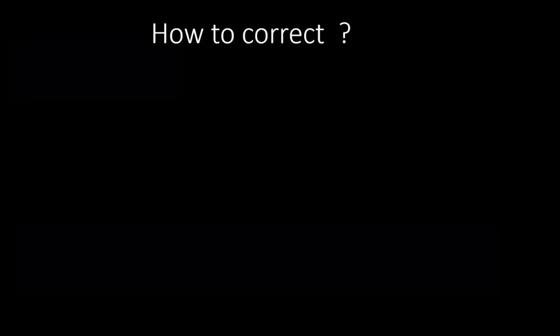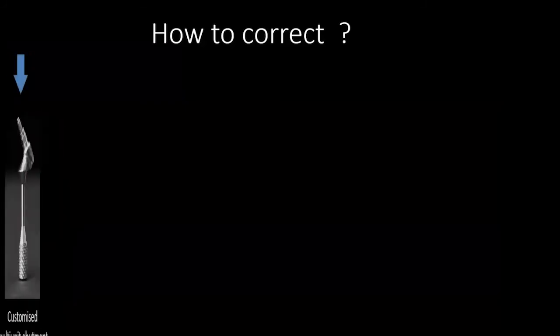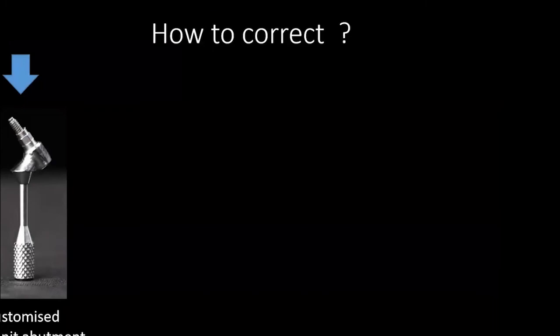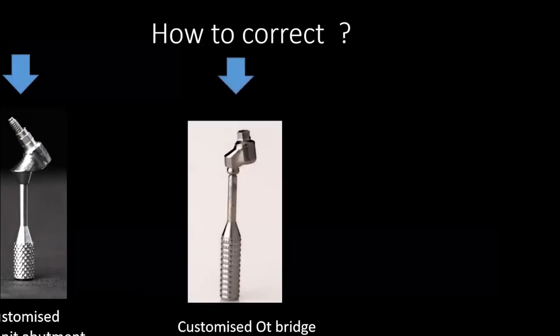So for that we have a new era, like new generations. I can say one prosthetic solution is that we can use a customized multi-unit abutment, which can correct the buccolingual as well as mesiodistal direction of the abutments for the implants. The second one is the customized OT bridge. That is the same, but with a little bit of modification. I will let you know in a further presentation.